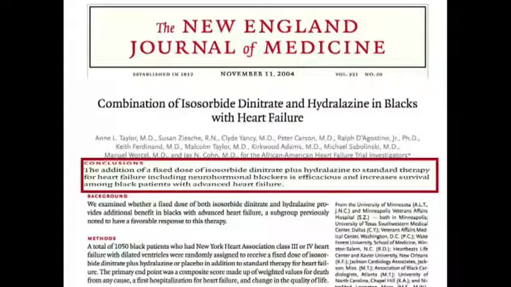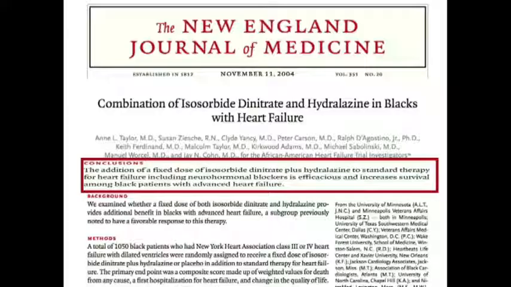This is the New England Journal study on the African American Heart Failure Trial, or A-HeFT. And the conclusion was the addition of a fixed dose of isosorbide dinitrate plus hydralazine to standard therapy for heart failure, including neurohormonal blockers, is efficacious and increases survival among black patients with advanced heart failure. The final dose was 75 TID of hydralazine and 40 TID of isosorbide dinitrate.